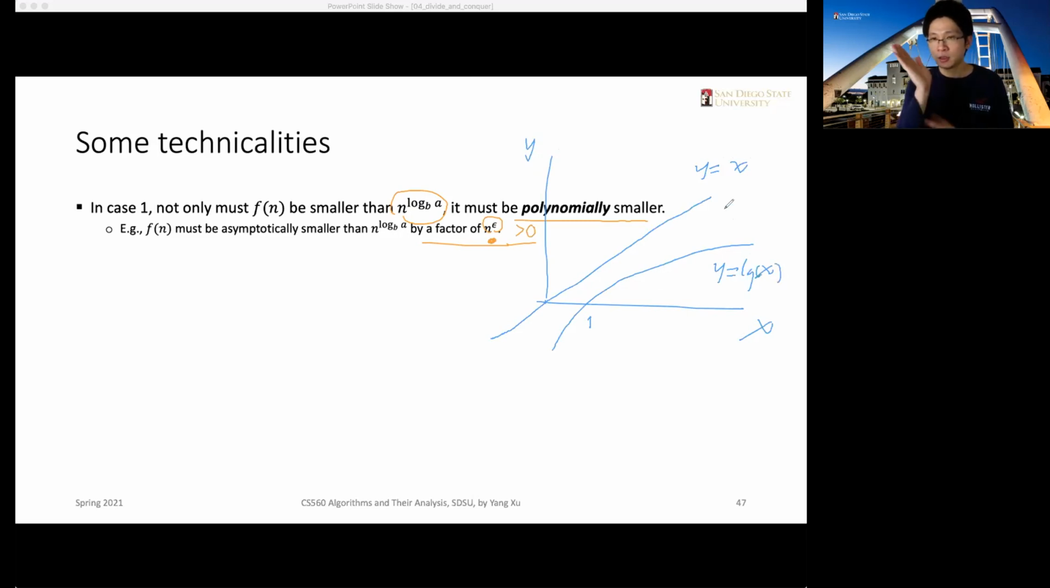we know that the linear function is always larger than the logarithm function, but it is never polynomially larger, because the logarithm function is lower than any polynomial function. If we plot y equals x to the power of 0.001, this is a function that grows really slowly, but it still grows faster than the logarithm function.